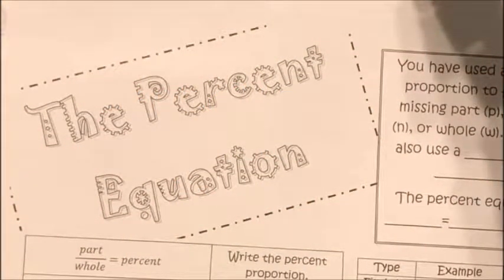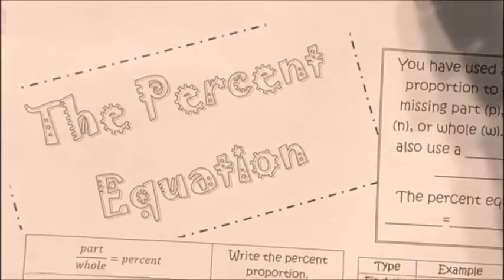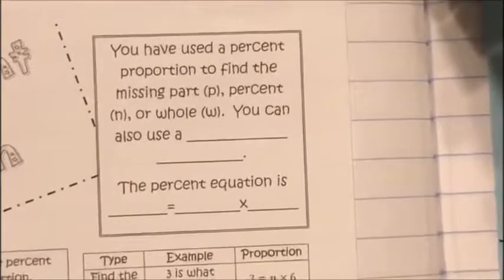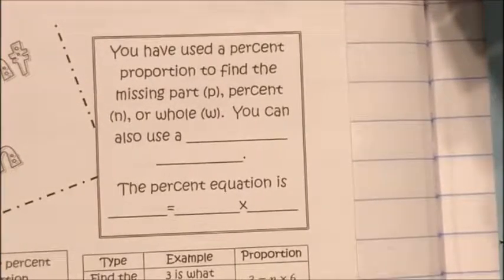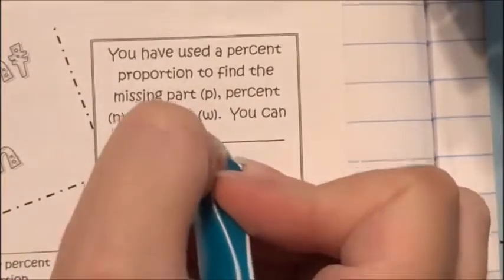All right, this is chapter 2, lesson 4, the percent equation. Okay, so we've worked with the percent proportion. You have used the percent proportion to find the missing part, P, percent N, or whole W. You can also use a percent equation.